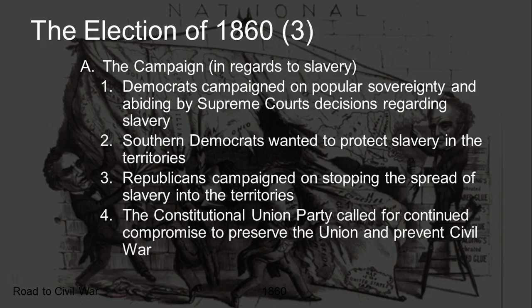And finally, the Constitutional Union Party, essentially, they figure out that if we don't figure out a way to agree, we are going to have civil war. And so the Constitutional Union Party's campaign was one of continued compromise, whatever it took to keep the Union together to prevent civil war.